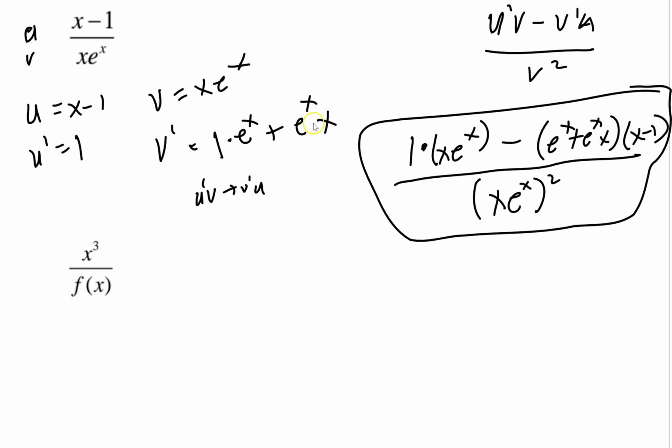As a little review though, let me simplify the bottom to show you in case you were wondering. Right, that goes to both of them. If you simplify the bottom, you would get x squared e to the 2x. That's the way we write that. Right, e to the x squared is e to the 2x.